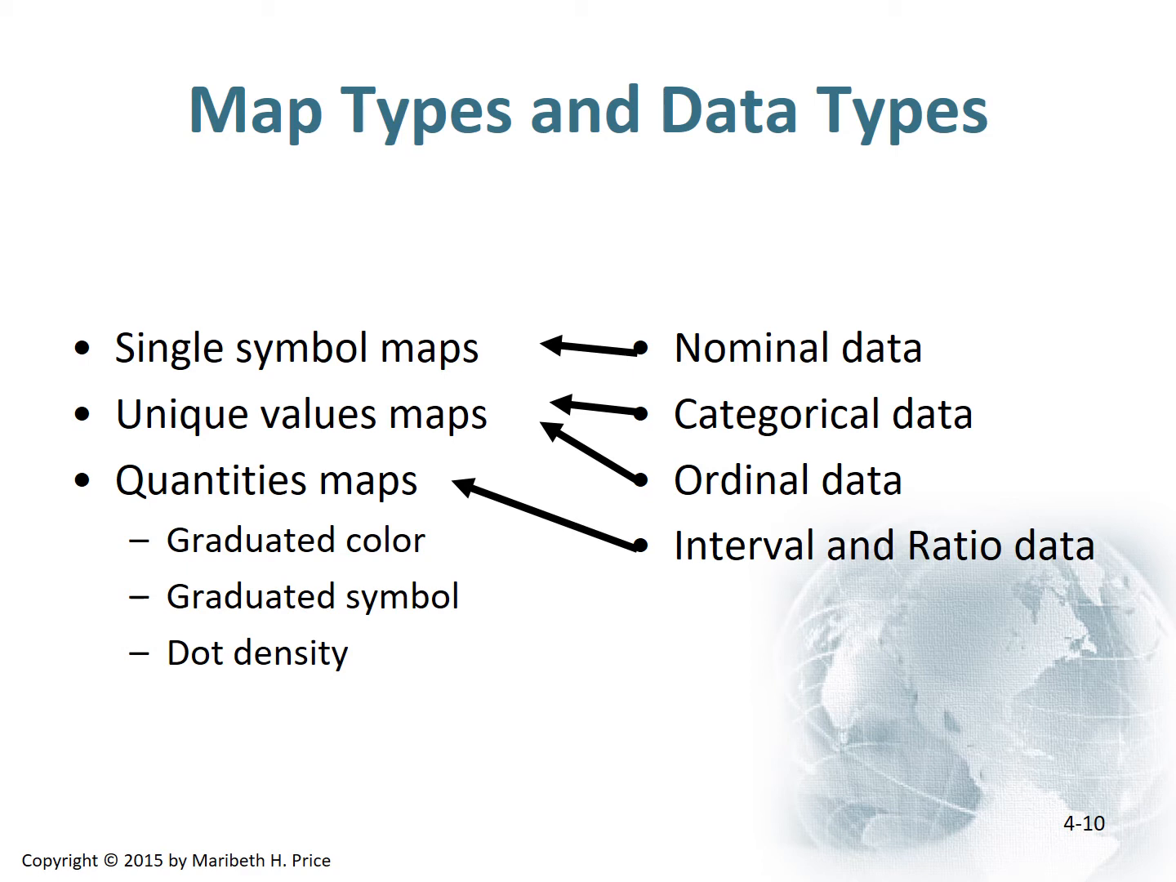Now, single symbol maps are what we typically use for nominal data. Unique values typically are categorical or ordinal, and quantity maps are interval or ratio data.